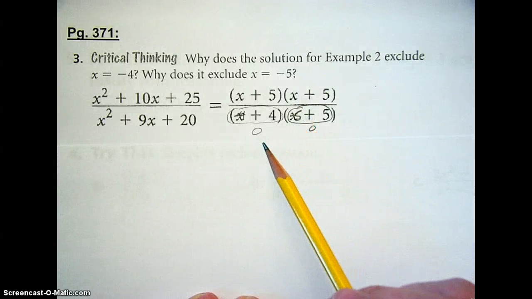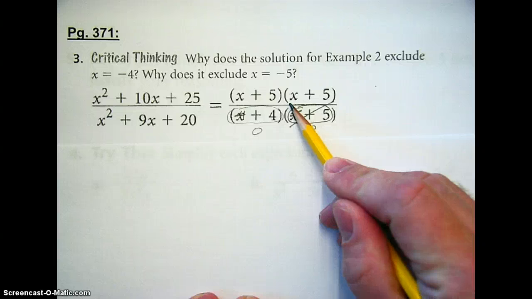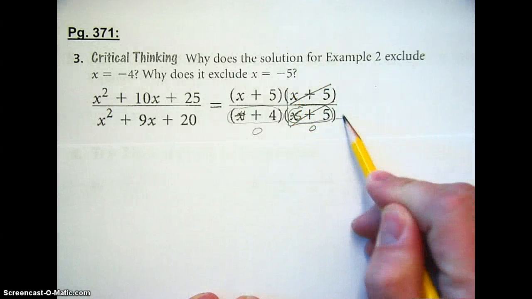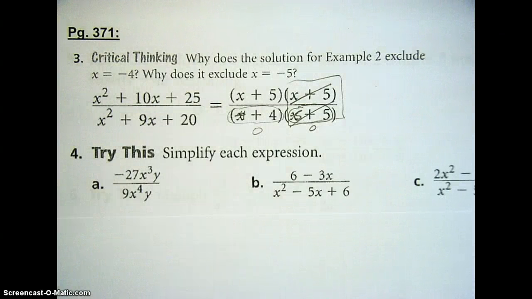Why is -5 the hole? Jada? Because on the top you also cancel out x plus 5, one of the x plus 5. Good. Yeah, that's our removable piece. So quick review on that. Any questions there? Okay, number 4, simplify each expression.